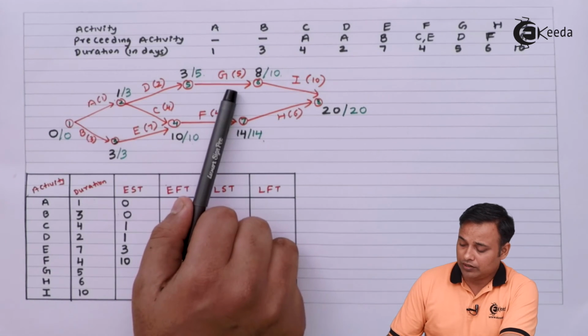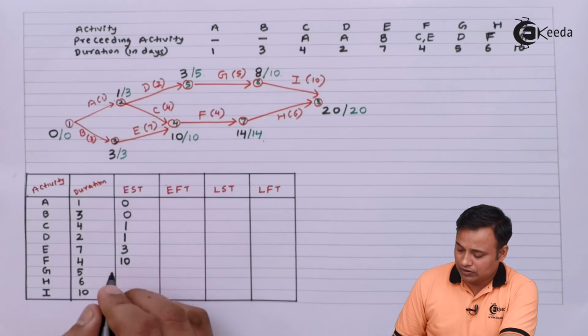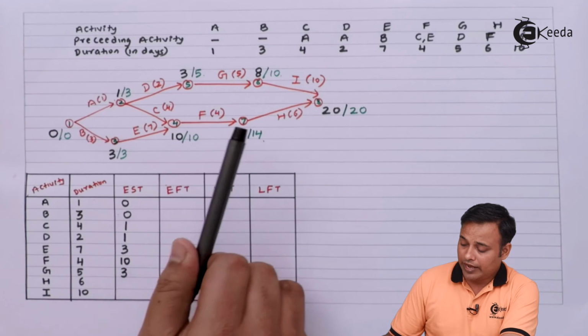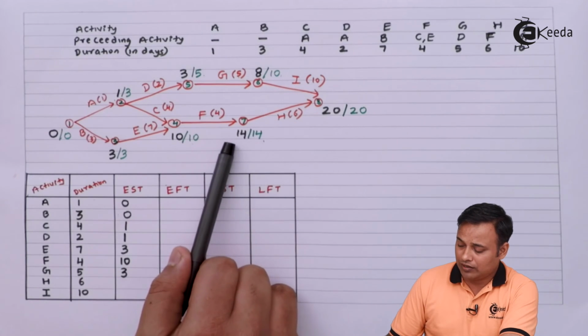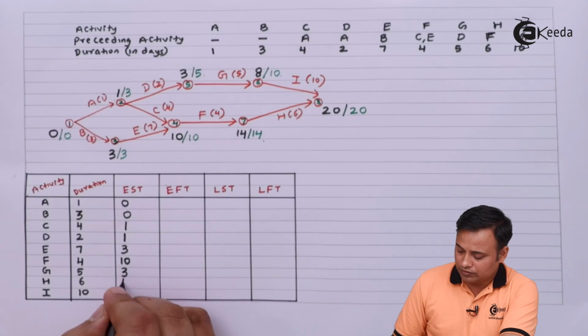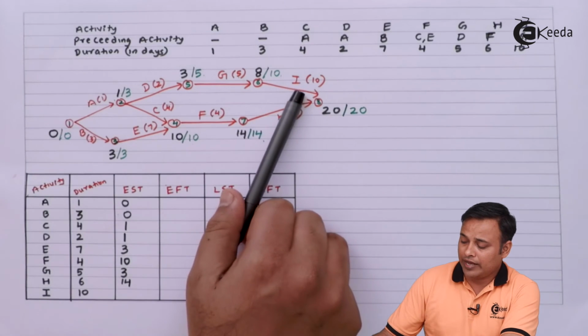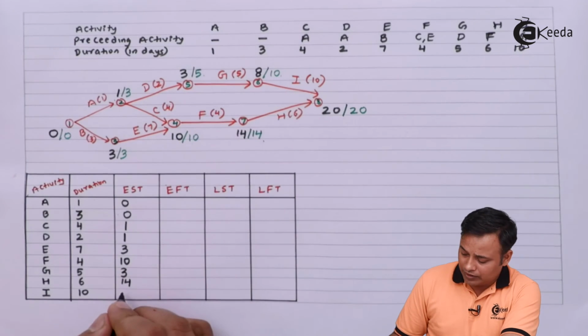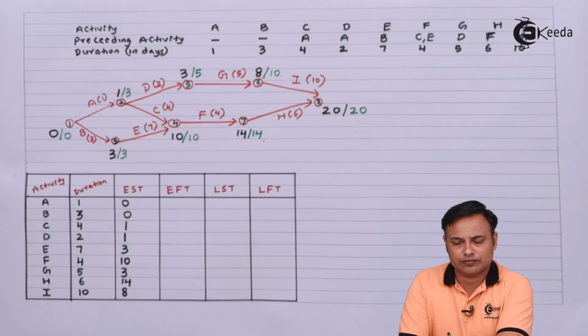Activity G, tail left side number is 3. Activity H, tail left-hand side number is 14. And I, tail left-hand side number is 8. So we are done with the earliest starting time.